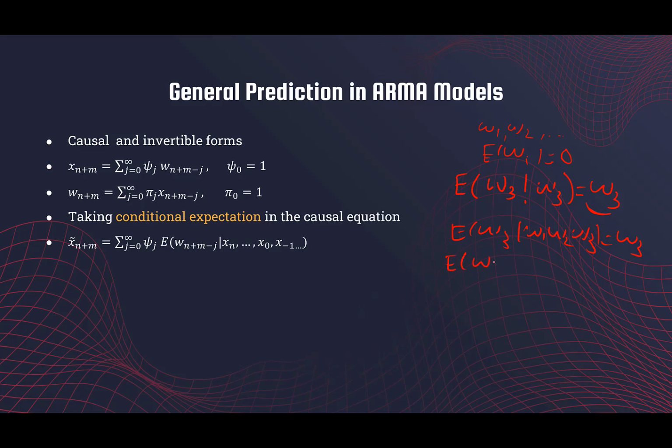Expectation of W3 given X1, X2, X3 is also W3. Why is this? Because X1, X2 and X3 encode information on W1, W2, W3, right? So all of these variables have information on the W's. Therefore, observing this X is the same as observing the W's. So therefore, this condition holds.